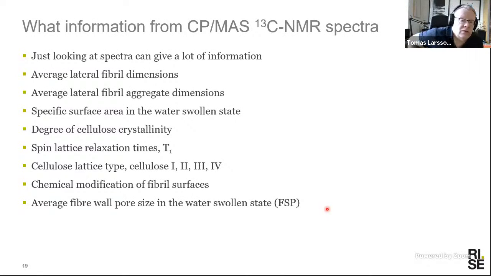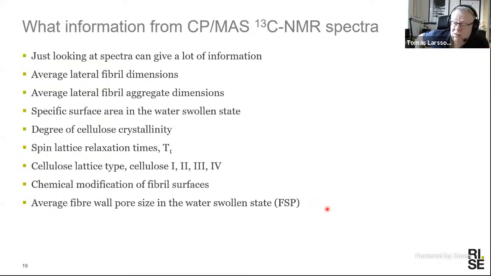So what information can we get from NMR spectra? Well, first of all, just looking at spectra can give a lot of information. I will show you an example of that later on, but eyeballing spectra is quite informative. You can get more quantitative information if you wish. We can calculate the average lateral dimensions of fibrils, I mean the average width of a fibril. We can get the average width of an aggregate dimension. In a cellulose-rich sample where we know the density of cellulose, we can get specific surface area in the water-swollen state. That's not so easy to come by with other methods. We can get the degree of crystallinity of the cellulose.